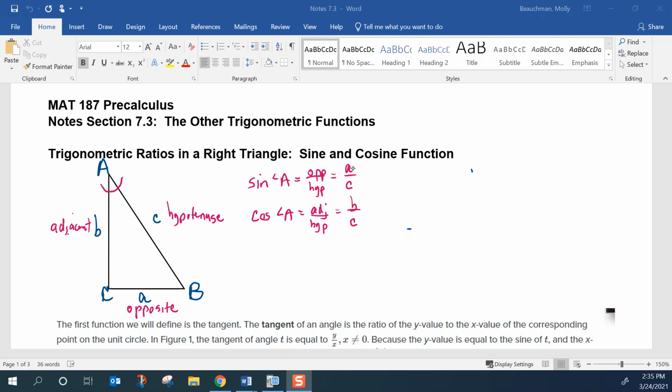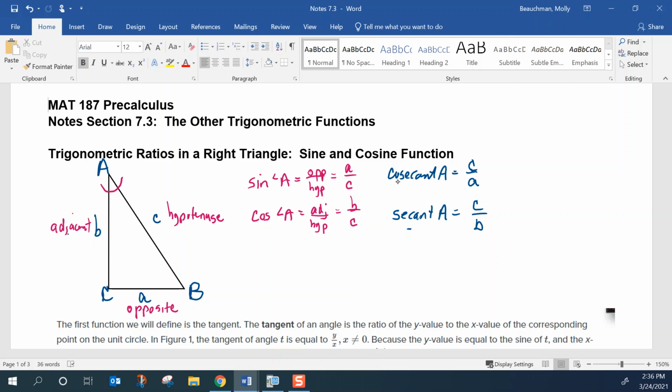If we take the sine of the angle, a over c, and write it as the reciprocal, c over a, the reciprocal of the sine function is called the cosecant function. So the cosecant of our angle is equal to c over a. And sine is opposite over hypotenuse, so cosecant is hypotenuse over opposite. The cosine of our angle is adjacent over hypotenuse. If we take the reciprocal of b over c, that's c over b, the reciprocal of cosine is called the secant.